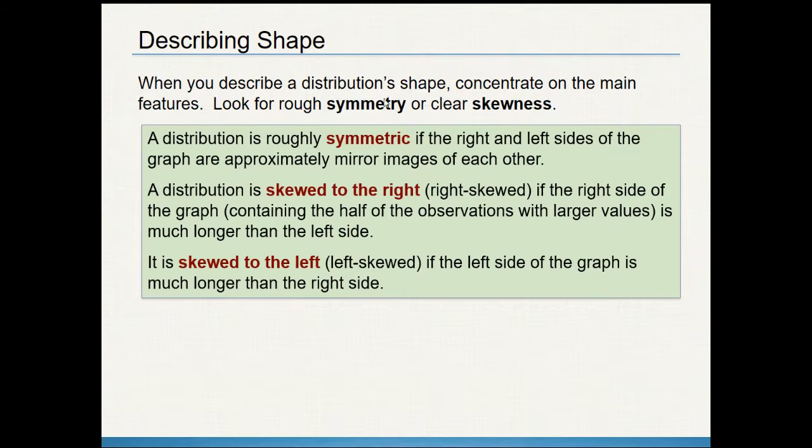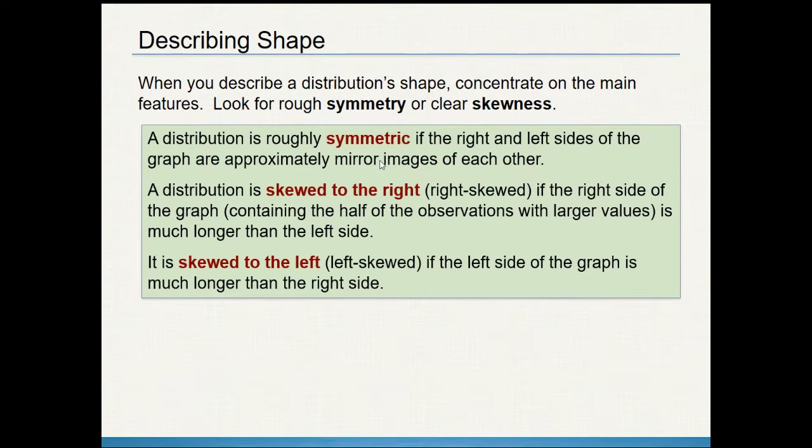Now, when describing a distribution shape, concentrate on the main features. Look for rough symmetry or clear skewness. A graph that's symmetrical is basically going to be a mirror image of itself, so it's going to be able to fold over onto itself. That means you have kind of a middle, usually kind of a hump, but not necessarily. If your dot plot looks kind of like a rectangle of dots, that would be symmetrical as well. But basically, it would fold over on itself. There's no major value off to the end. There tends to not be a lot of outliers, or if there are outliers, there's the same number of outliers on both sides of the distribution.